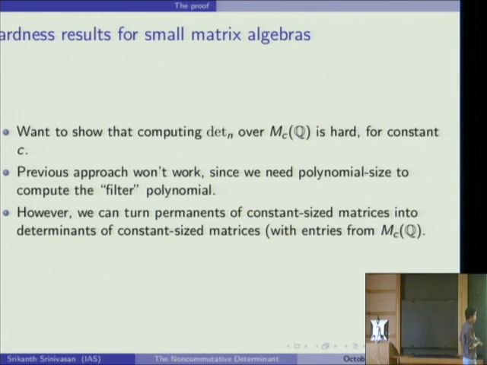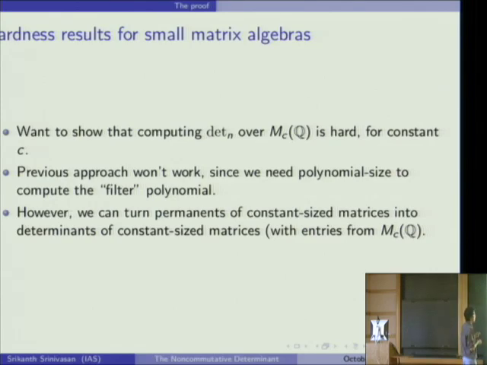But what we can do using that approach, which is fairly trivial, is that we can turn permanents of constant size matrices into determinants of constant size matrices. So we showed how to turn large permanents into large determinants by substituting large matrices. But if you only want to turn small permanents into small determinants, we only need to substitute small matrices. It's a fairly trivial observation. But it turns out that even this can be fairly useful, and using this we can actually show that the determinant over even constant size matrices is hard to compute.